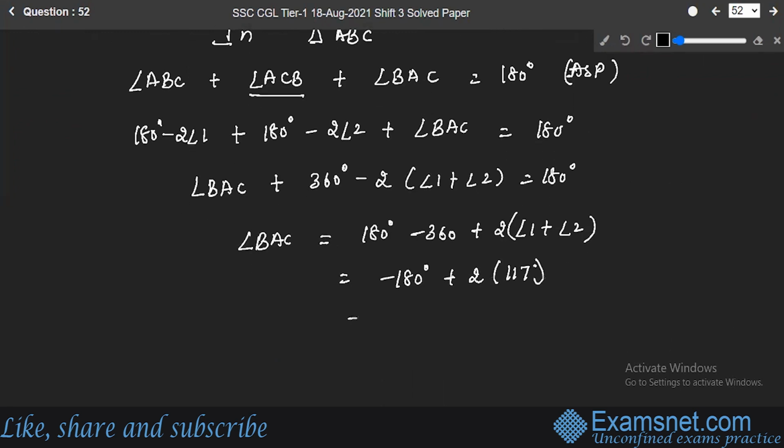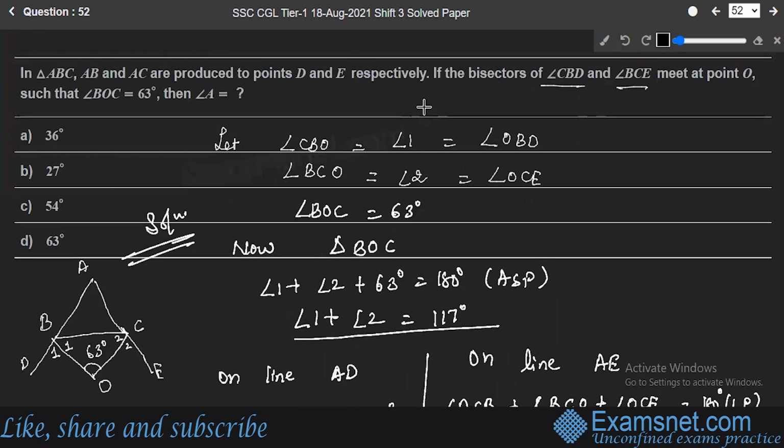117. This will be 180 plus 432, right? So this will give you 54 degree. So angle BAC is equal to 54 degree. This is the required angle that you have to find out in the question. This angle comes out to be 54 degree. Option C is the correct answer to our question. Hope you are clear with this. Then let's move to the next question.